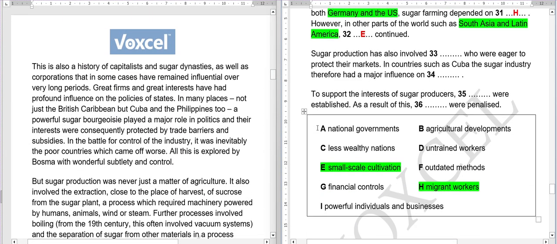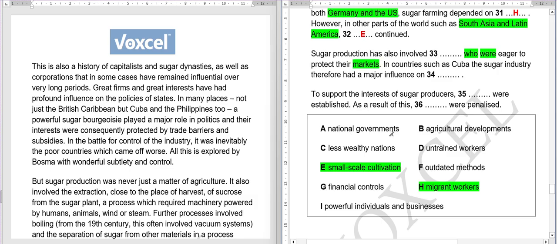Sugar production has also involved blank who were eager to protect their markets. Now, if you are very careful about these kinds of blanks, you will be able to understand some things. So here they have written who. Let me mark it here for you. So with whom do we use who? Yeah, with people. So there should be some kind of person or living thing here. Sugar production also involved blank who were eager to protect their markets, and were basically means plural. So they were trying to protect their markets.